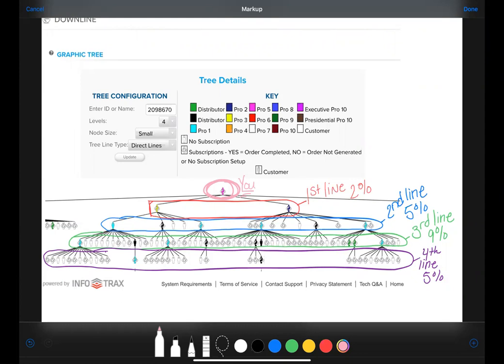So say I needed to help somebody there to rank up, I'm probably going to place on my fourth line to help them for the volume they need. Yes, I'm going to lose pay there, but I'm also helping my distributors, which is a good thing to do as well.